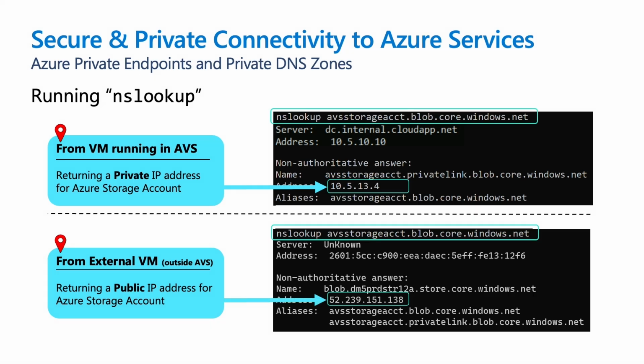For contrast, on the bottom of the screen, what we're showing here is what name resolution looks like from an external VM, one that's outside of AVS. And as you can see here, we're returning a public IP address for that Azure storage account. So we did an NS lookup for that same A record reflecting that particular storage account and how to connect to it. On the top half, from the AVS VM, we get a private IP address. On the bottom half, from some VM outside of AVS, we're getting a public IP address.